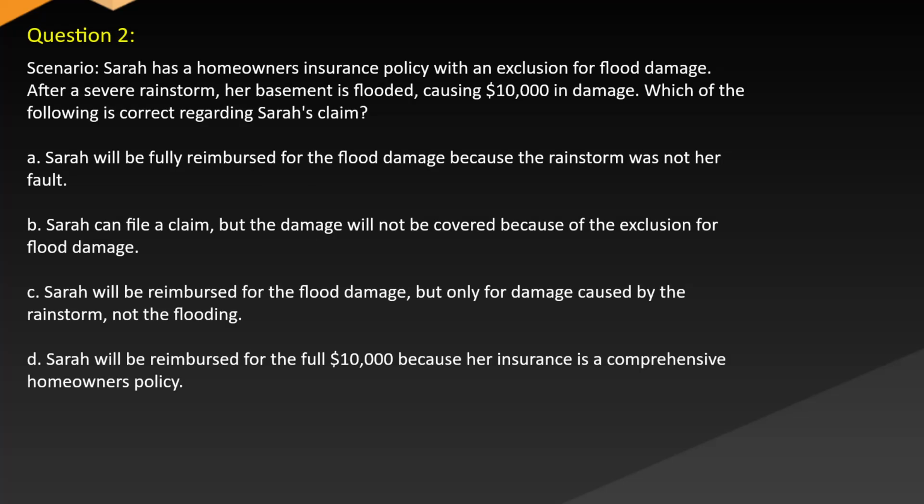Question 2. Scenario. Sarah has a homeowner's insurance policy with an exclusion for flood damage. After a severe rainstorm, her basement is flooded, causing $10,000 in damage. Which of the following is correct regarding Sarah's claim? A. Sarah will be fully reimbursed for the flood damage because the rainstorm was not her fault. B. Sarah can file a claim, but the damage will not be covered because of the exclusion for flood damage. C. Sarah will be reimbursed for the flood damage, but only for damage caused by the rainstorm, not the flooding. D. Sarah will be reimbursed for the full $10,000 because her insurance is a comprehensive homeowner's policy.